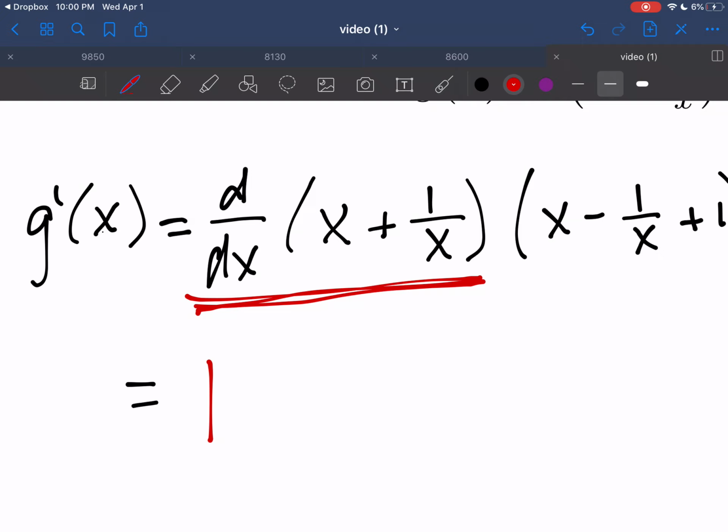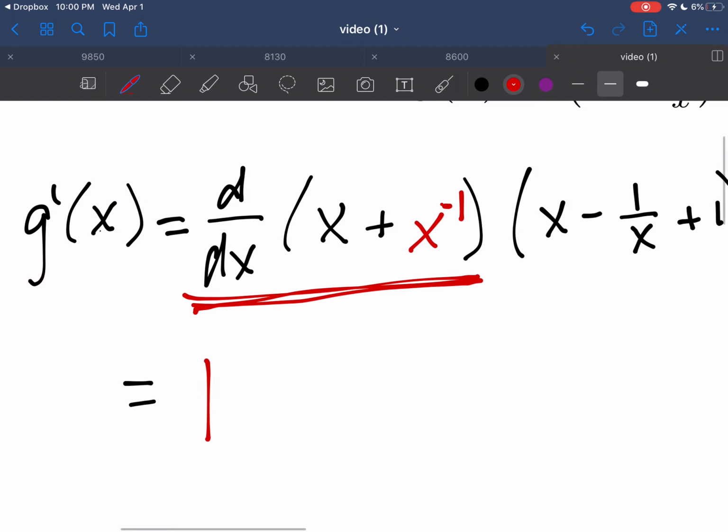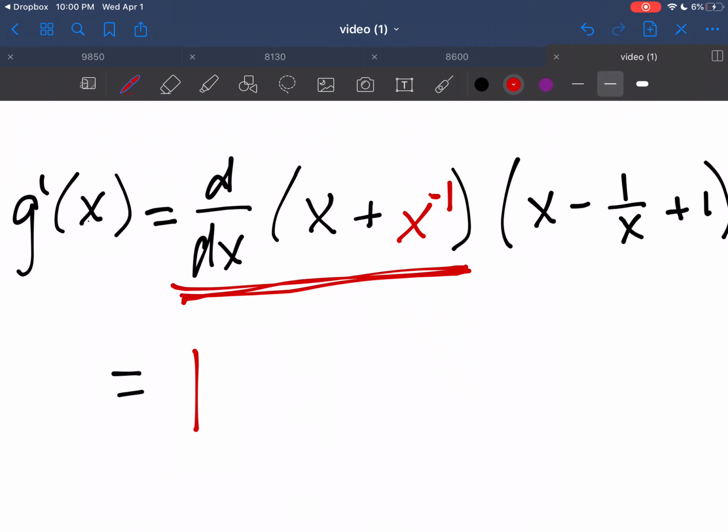So 1 over x we can actually rewrite as x to the negative 1, and then we know how to do that. It's the power rule. Whenever you've got a function that's a fraction like that, you can rewrite it so the variable in the denominator is to a negative power, and then you just do the power rule the same way. So that negative 1 comes down, so negative 1 times x to the negative 2. We don't really have to write the 1.